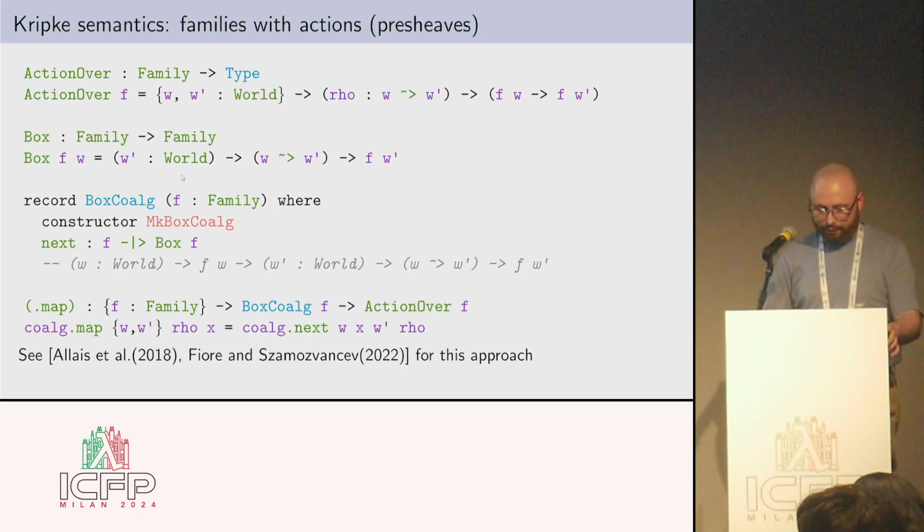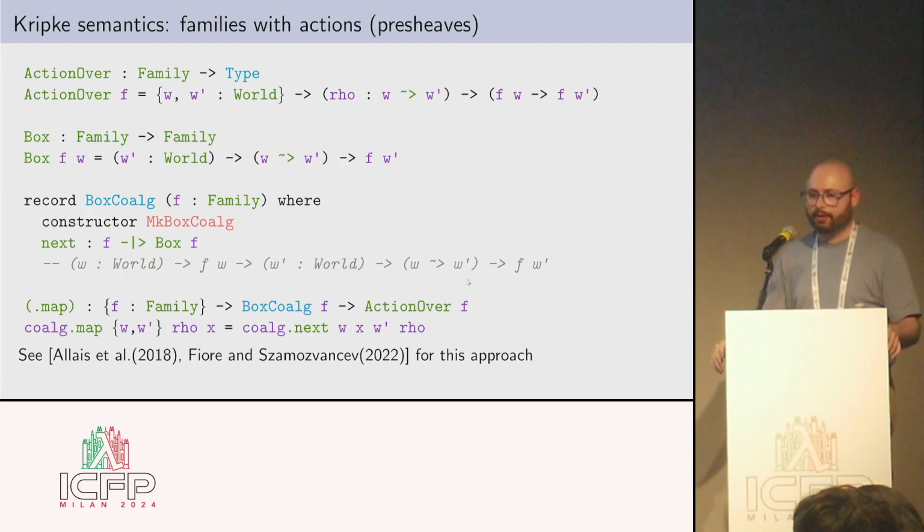And indeed, if we have a box coalgebra, then we can just use this other function map here to get an action over. The reason why we do it this way is it lets us separate out the definition of families from their action. So it's a nice implementation detail which lets you define things modularly. It's not strictly necessary, but it's a nice thing to do.